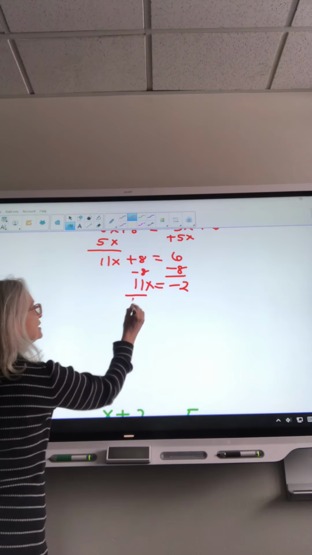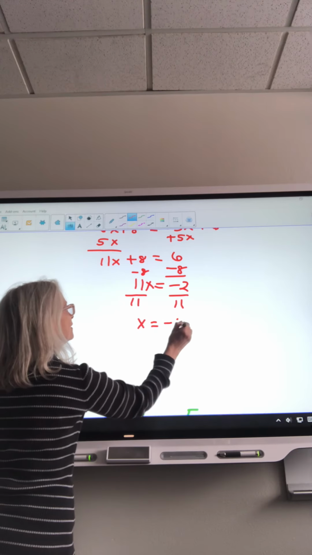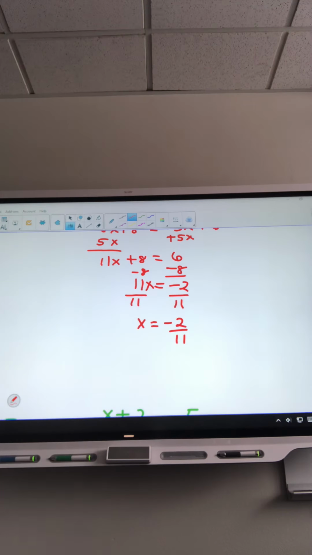And so then we would just need to divide by 11, so the x is all by itself, and we get a negative 2 over 11. Okay, all right, let's keep moving.